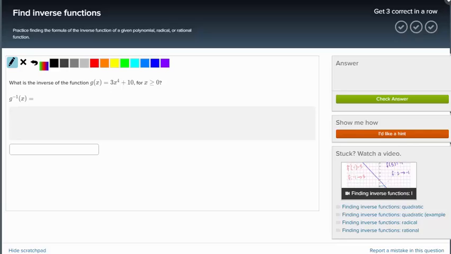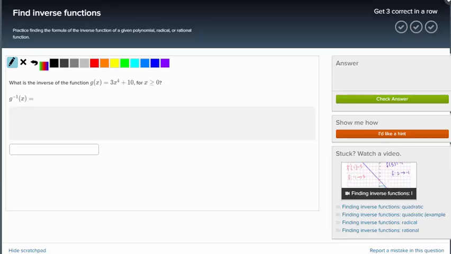Hey everybody, today we find inverse functions. So we learned what inverse functions were. That's where we go in reverse order, right? We take our output and then we get our input. And now we've got to find what those functions are.